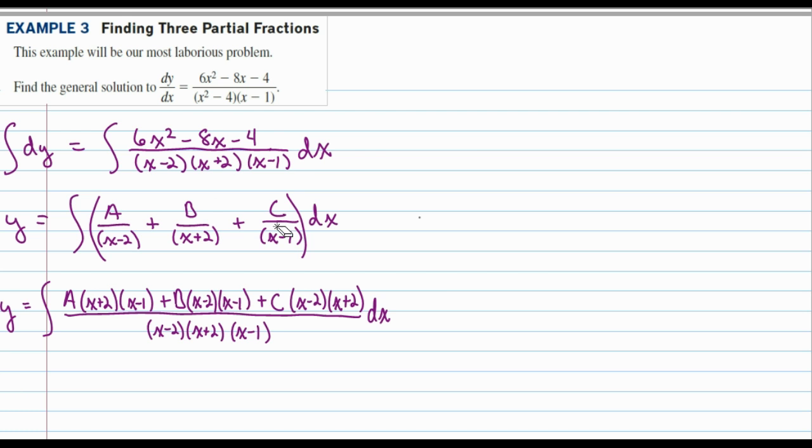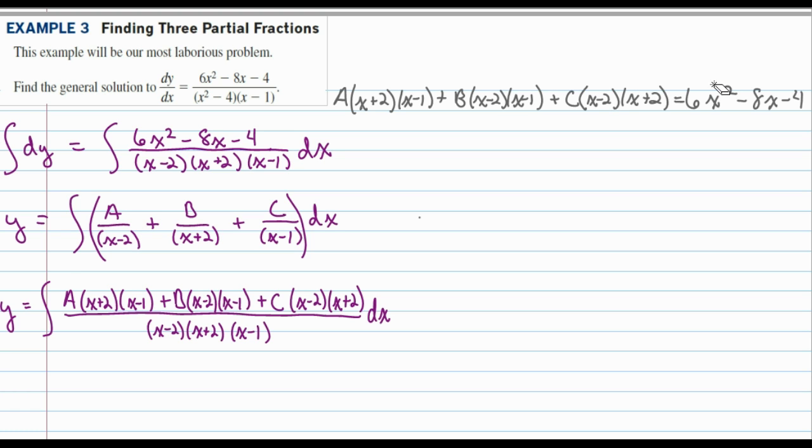If I found a common denominator, A would get multiplied by the other two, B would get multiplied by the other two, and C would get multiplied by the other two. That means A times x plus 2 times x minus 1, plus B times x minus 2 times x minus 1, plus C times x minus 2 times x plus 2 will equal the original numerator, 6x squared minus 8x minus 4. I just need to pick values of x to help solve for A, B, and C.